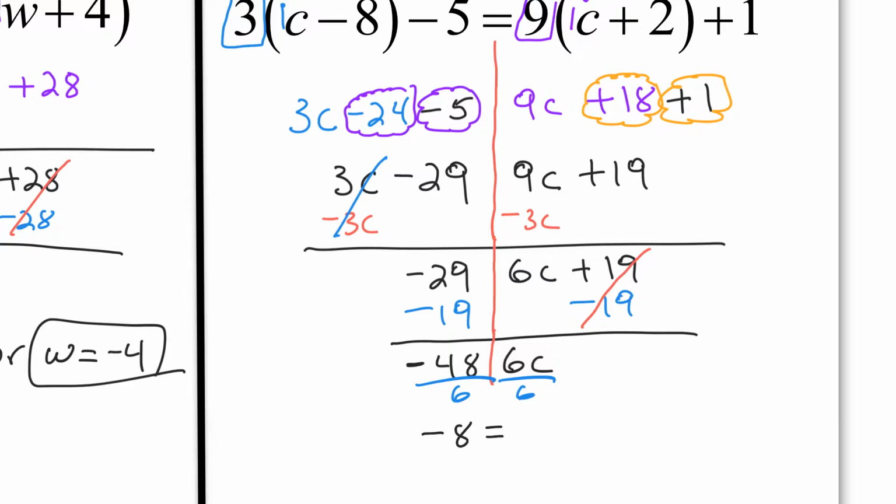Bring down the equal sign. Negative 48 divided by 6 is negative 8. And we do have a positive 1 here. We don't need it. And we have a c. Or you can say c equals negative 8.